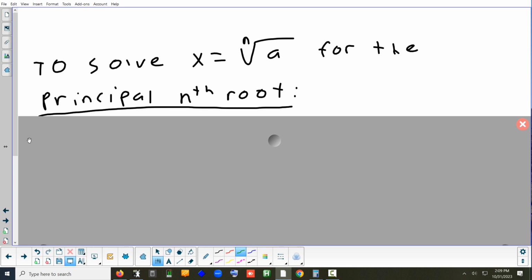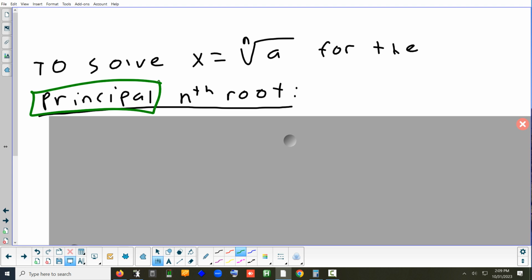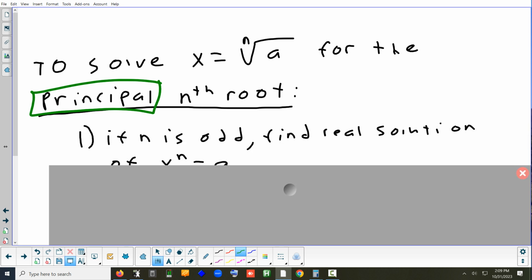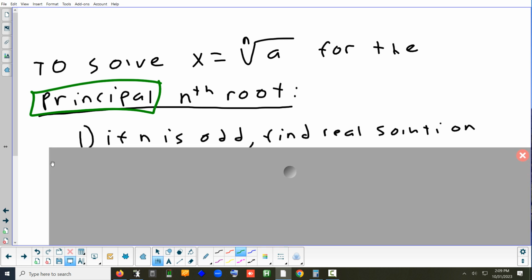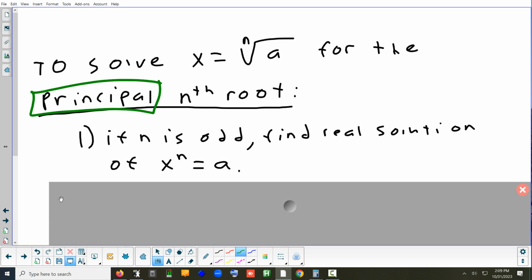When they specifically say this, they want the positive one. So if you're dealing with an odd index, you're basically solving this equation. Right? So this is how I would explain to somebody how to do a root. Right? Let me show you an example.